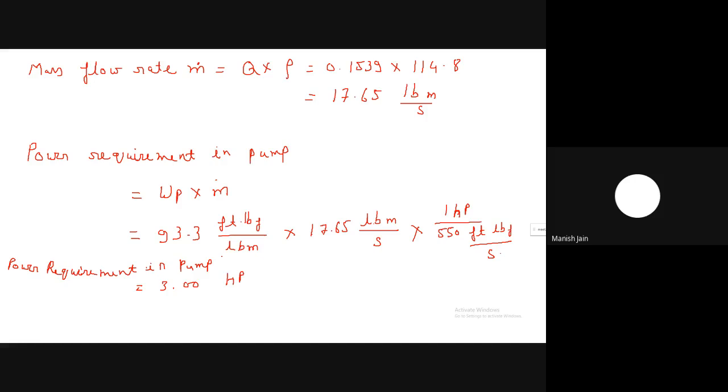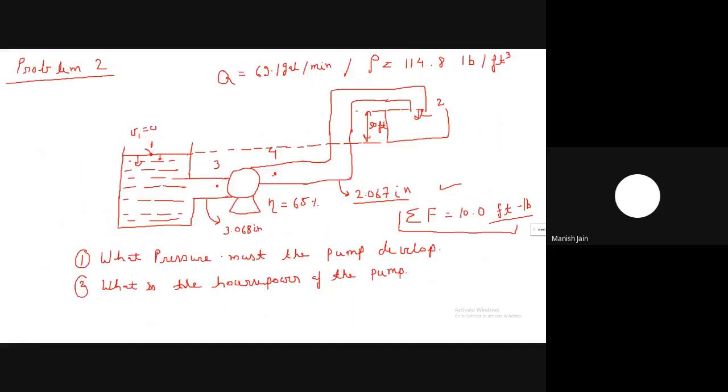Okay. Now there are two questions in this problem. So you have solved the second question basically. What is the horsepower of the pump? That is 3 horsepower. Now the first question: what pressure must the pump develop? That means what is the pressure difference between point 3 and point 4? That you have to calculate.